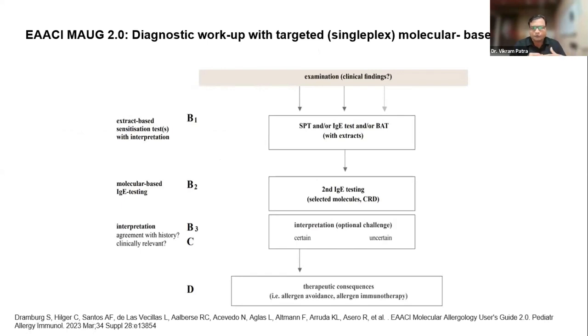The next step, once we get the positive result, we have to confirm by molecular-based IgE testing. That is the second-level IgE testing for the selected molecules. And those selected molecules which are specific are called genuine signature or molecular markers. If we get those, then we are sure the diagnosis is confirmed and we can go ahead with the therapeutic challenge, and later we can go for the therapeutic approach by giving allergen immunotherapy, and allergen avoidance can be advised.